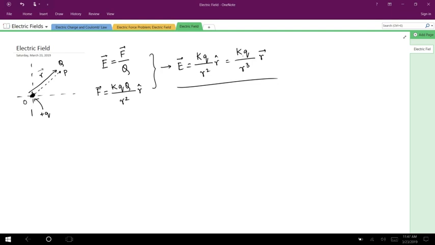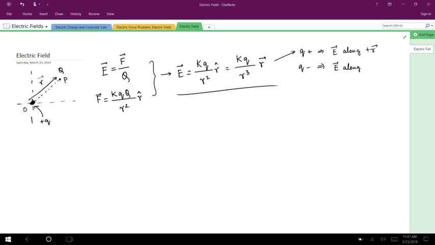If, on the other hand, this charge was a negative charge, so if this charge was negative Q, then all I have to do is change the sign for Q. So this works for both positive and negative charges. Q plus means E along plus r hat or plus r vector, and Q minus means E will be along negative r vector.